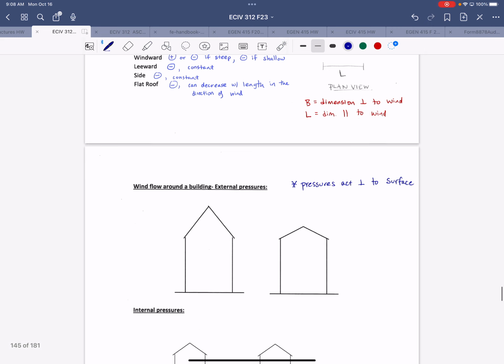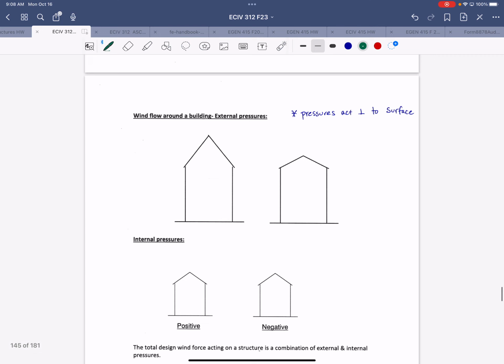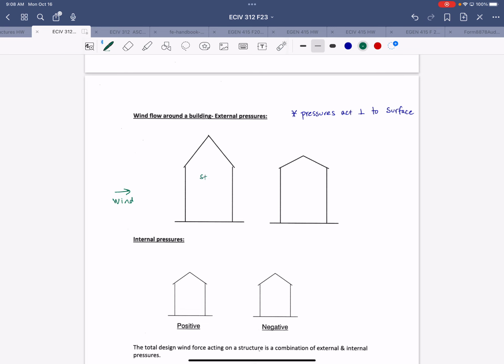All right, so for our wind flowing in this direction, let's say, we're going to consider two cases. Here's a steep roof and here's a shallow roof. The steep roof, defined in the standard, is anything above or equal to 10 degrees in slope. And the shallow or flat condition is anything less than 10.